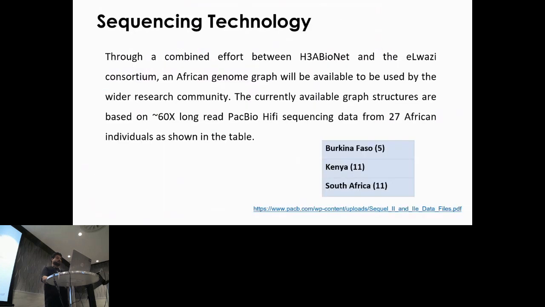So we have 27 African individuals, and we are using PacBio HiFi sequence data. The first batch was 30x coverage, and now we just received, 2 or 3 weeks ago, the final batch, which is 60 to 70x coverage.